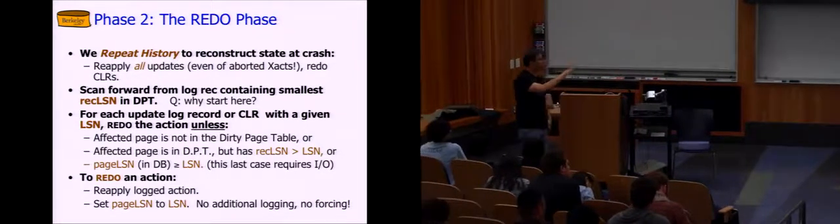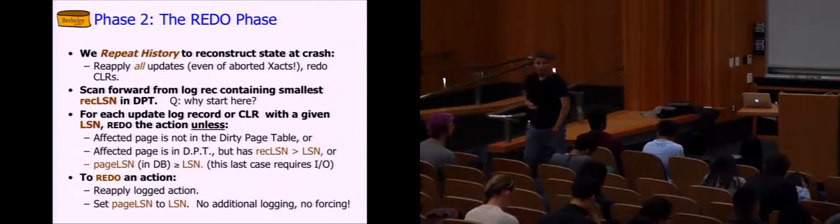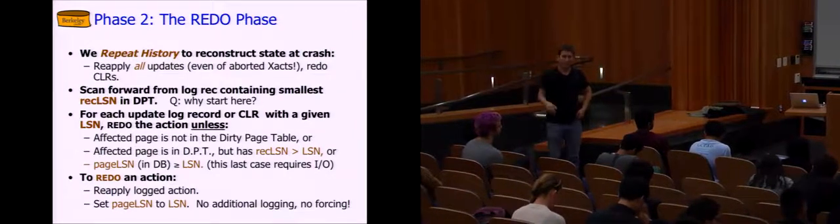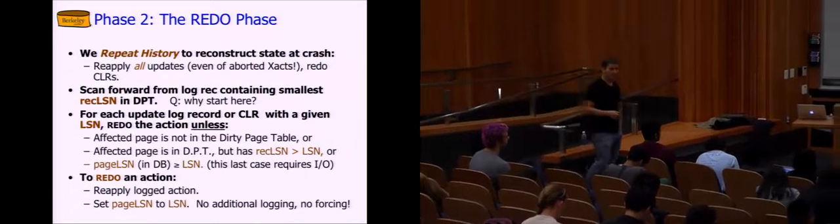But there's no additional logging for redos. Unlike undos, you don't log your redos. And we don't force it. So these redos are all happening in the buffer pool, which means if you crash, you have to do the redo phase over. Okay?